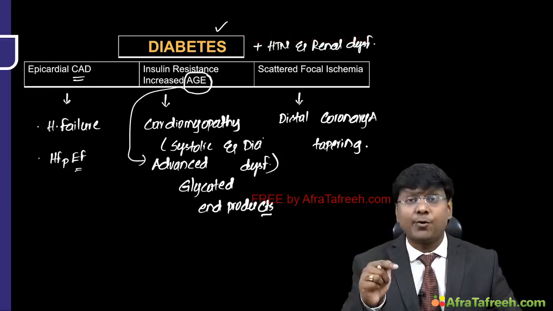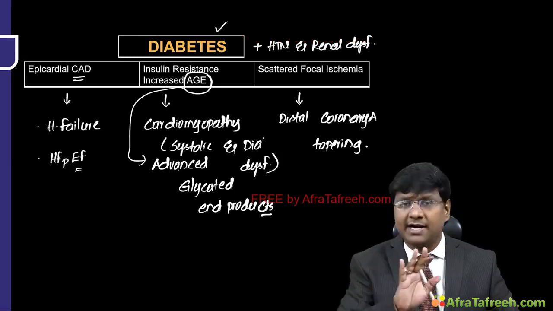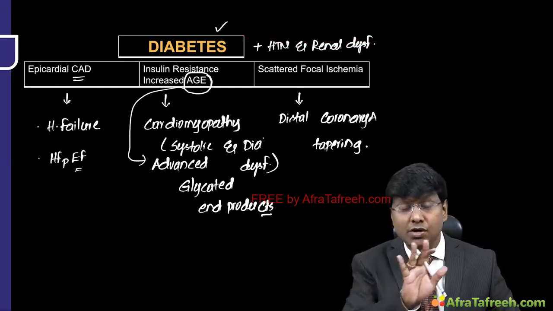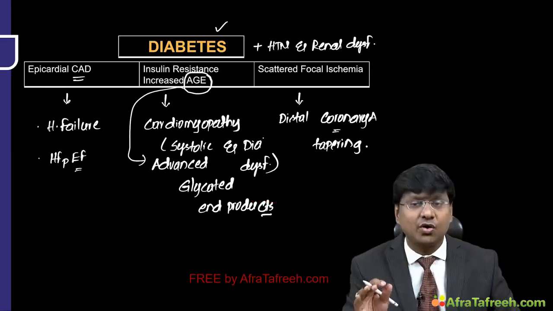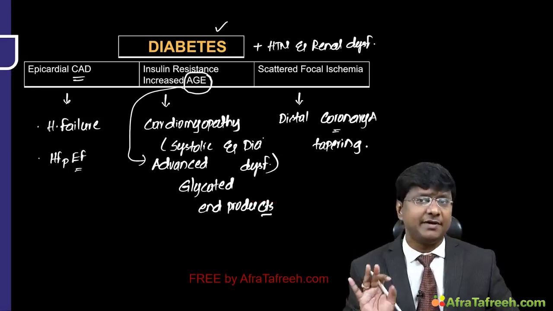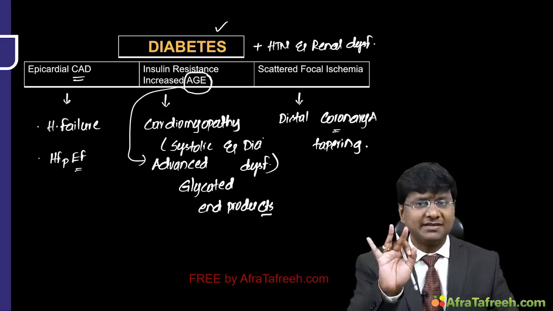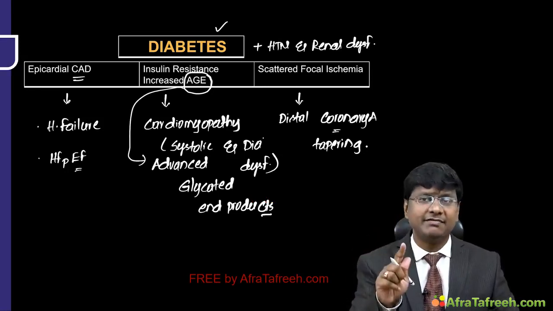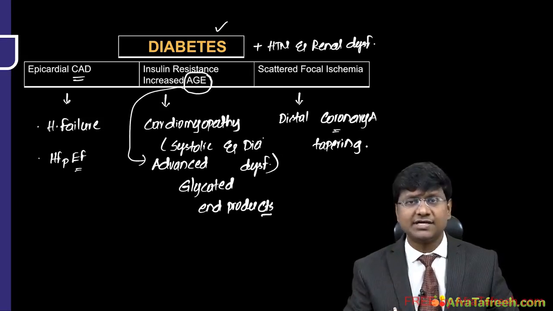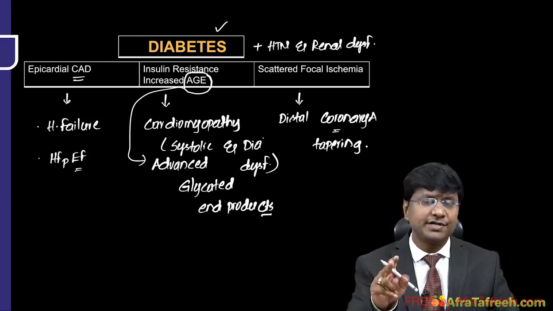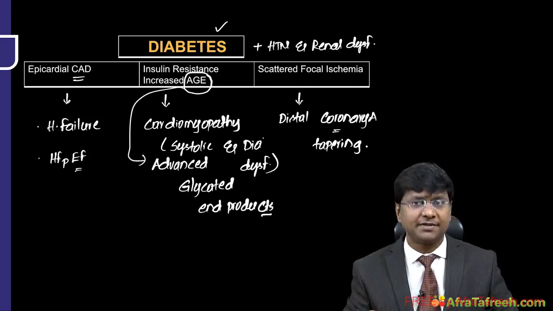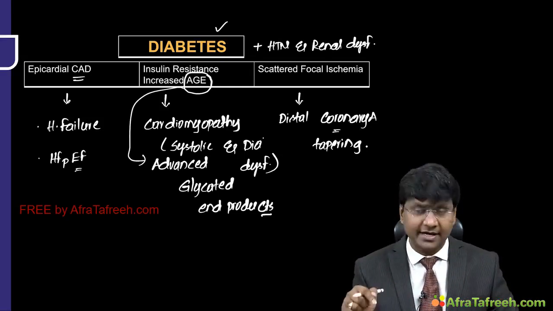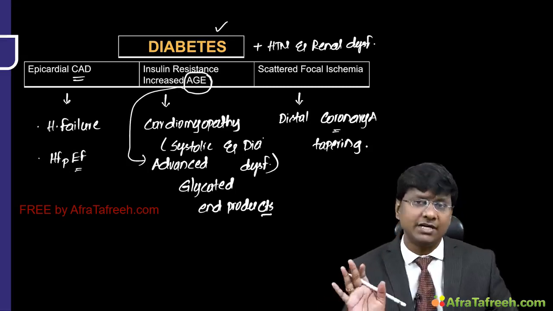The proximal part of the coronary artery will be absolutely normal. So, proximal focal stenosis will not be there. It is the distal coronary artery tapering that will be there in patients with diabetes mellitus. So, please remember these three important changes. There will be development of epicardial coronary artery disease causing heart failure. Because of insulin resistance and advanced glycosylation end products, there is development of cardiomyopathy. And because of distal coronary artery tapering, there is scattered focal ischemia.